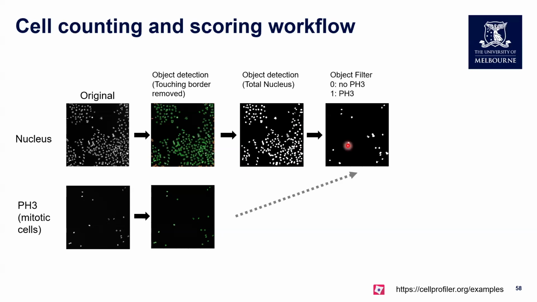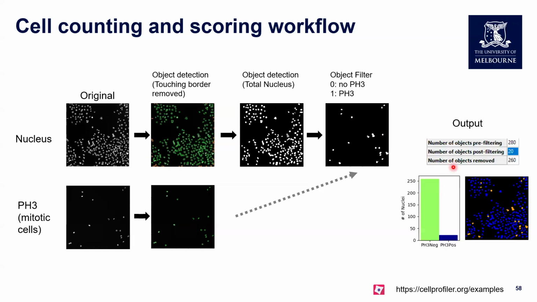Then we can filter the nucleus objects, which are the total population, based on the pH3 positive objects. If an individual nucleus overlaps with a pH3 object, we count it as 1, and if it doesn't overlap, we count it as 0. You can see the counted ones are shown as 1, or white, and the non-counted are black, 0. This gives us the count for total and positive populations, and we can plot it in a graph or even show it in a proof image like this.